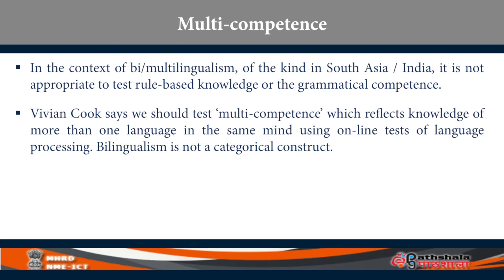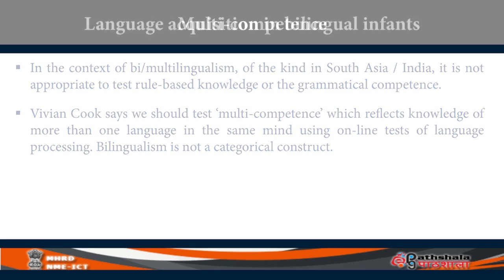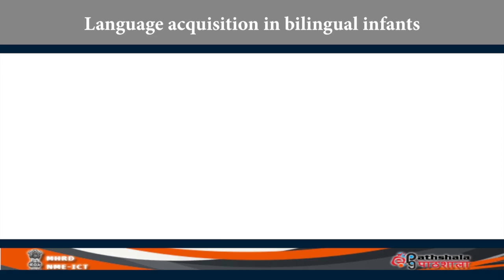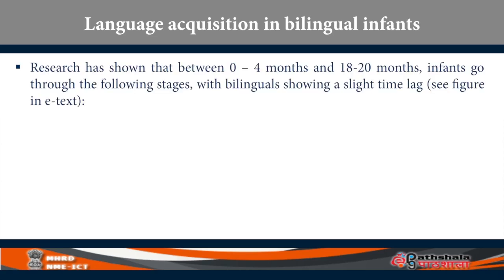So, language acquisition. Now the next point is, these are some of the concepts surrounding bilingualism and multilingualism, both in the West as well as in the Indian context. Now moving on to the implications of this for understanding language acquisition. Researchers have shown that infants as young as 0 to 4 months are able to discriminate speech sounds by looking at faces and by listening to the speech spoken to them.